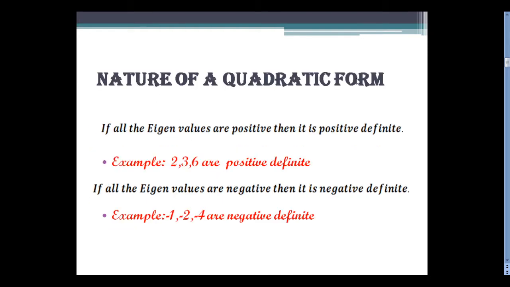Now we will see the nature of a quadratic form. If all the eigenvalues are positive, then we say it is positive definite. For example, 2, 3, 6, all three are positive, which is positive definite. If all the eigenvalues are negative, then we say it is negative definite. For example, minus 1, minus 2, minus 4 is negative definite.